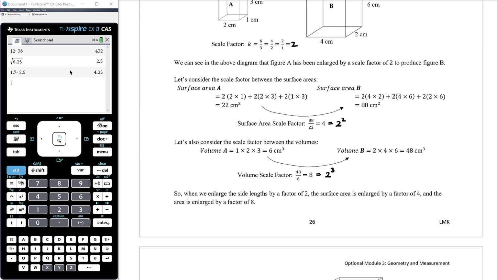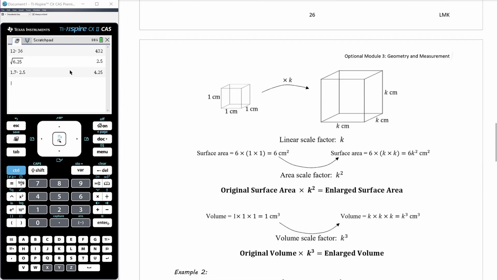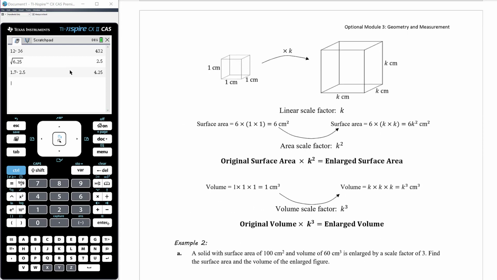Alright, so we can see if we enlarge the side lengths by a factor of 2, so if k equals 2, we enlarge the surface area by a factor of 4, k squared equals 4, and the volume is enlarged by a factor of 8. So k cubed is equal to 8. Okay. So the scale factor between lengths is k, the scale factor between areas is k squared, and the scale factor between volumes is k cubed, and we can confirm that here.